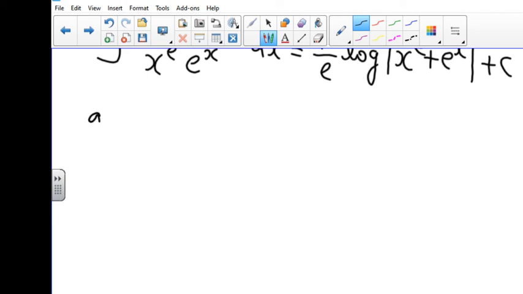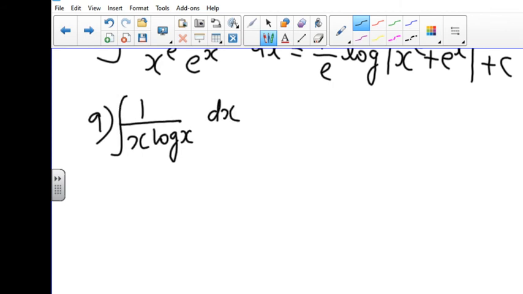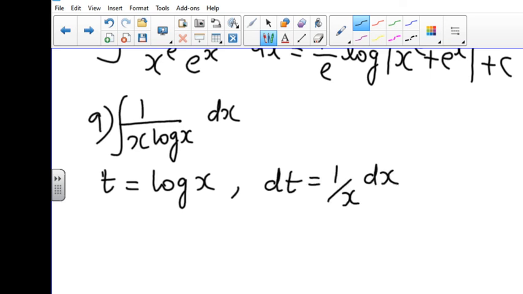Again, the problem is number 9: 1 by x log x. Let us integrate this dx. Let t is equal to log x. So what is dt? dt is equal to 1 by x dx. Here we are having 1 by x dx. Now we can write it in the form of t: the integral of 1 by x dx is dt, and the remaining 1 by log x is 1 by t. So 1 by t dt.